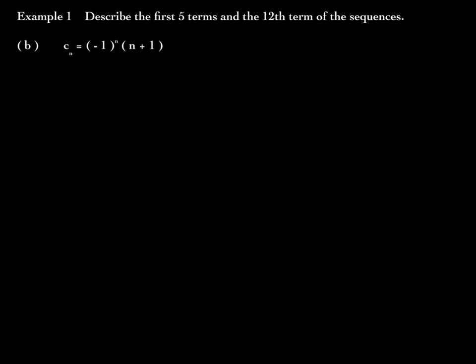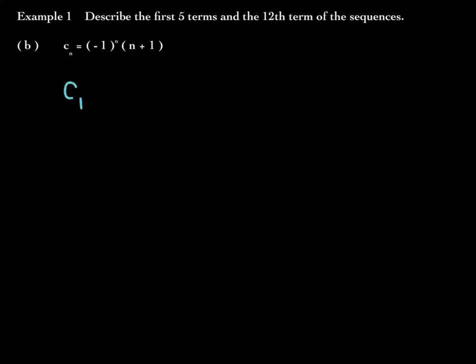Check out this new sequence. Instead of using a sub n for the name of the sequence, they use c sub n. Doesn't really matter. But the most common names chosen to name a sequence are a sub n, b sub n, and c sub n. All right, so what they want us to do is to find the first 5 terms of the sequence.